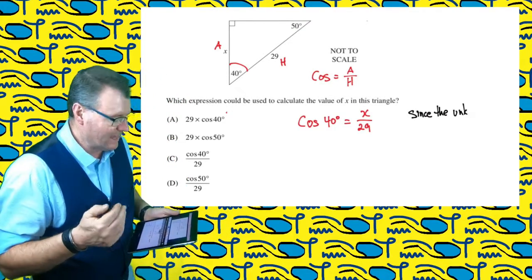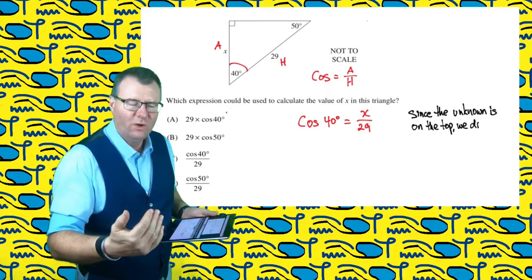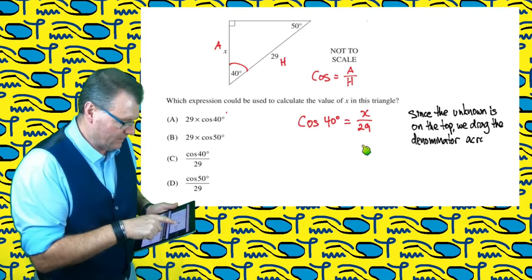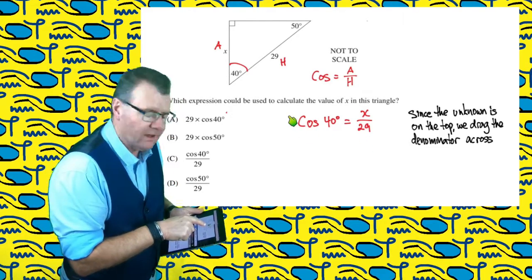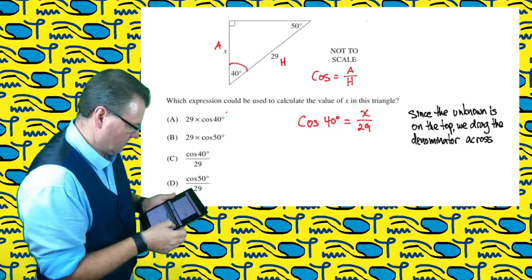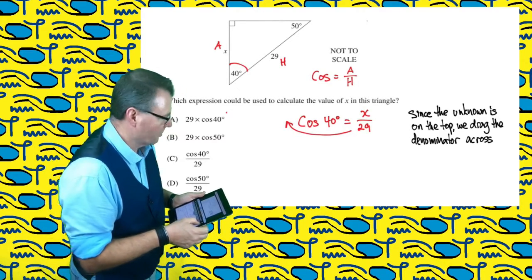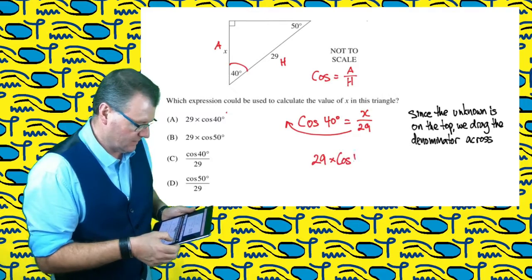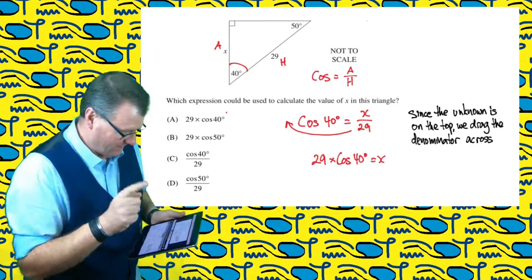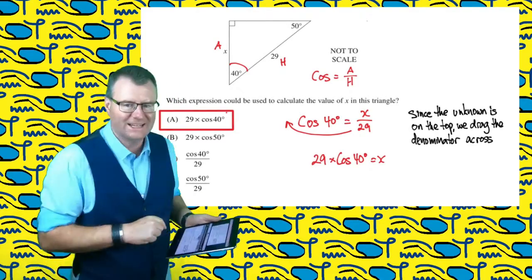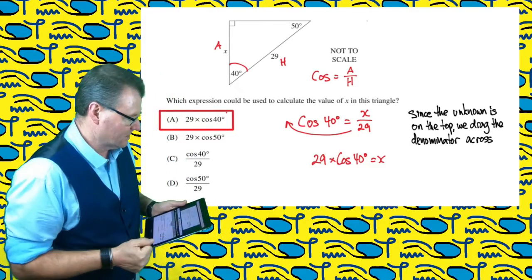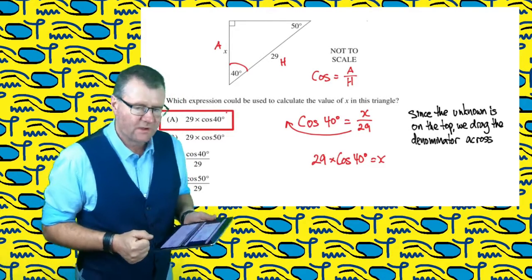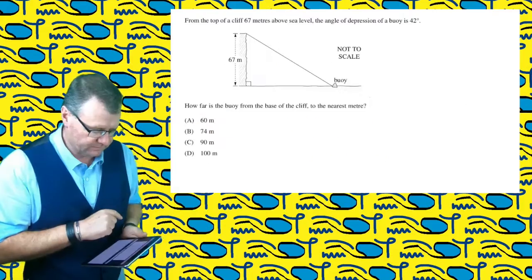And this time, since the unknown is on the top, all we have to do is take this denominator and just drag it over in front of the trig ratio. So we drag the denominator across and it looks like this. Now, I've actually got something in my list that looks exactly like that. Answer A says 29 times cos 40. All right, great job.